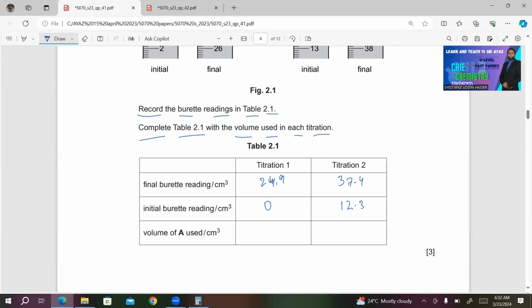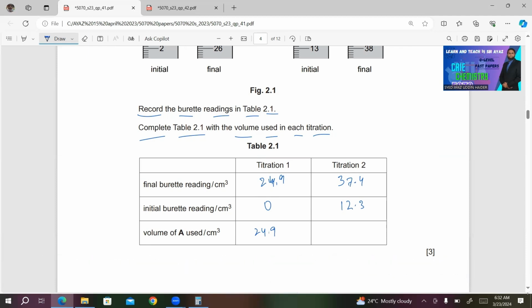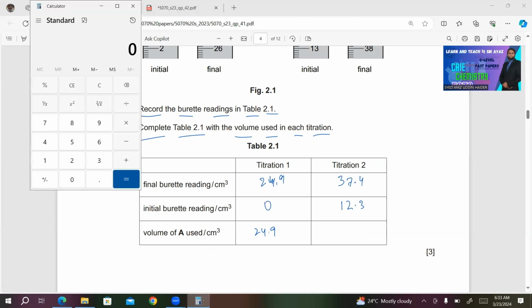Volume of A used in centimeter cube in titration 1 should be 24.9, because you have to subtract the initial volume from the final volume and you will get 24.9. What about titration 2? You have 37.4 minus 12.3. You'll get 25.1.